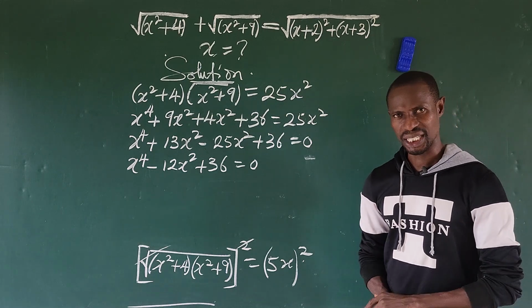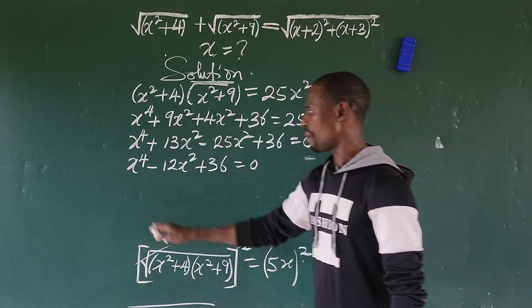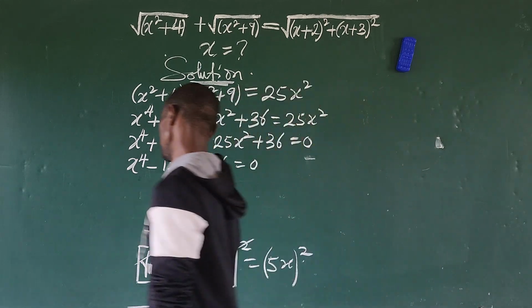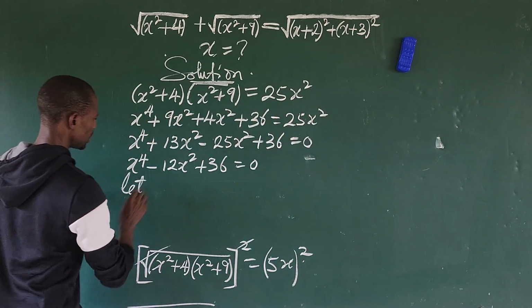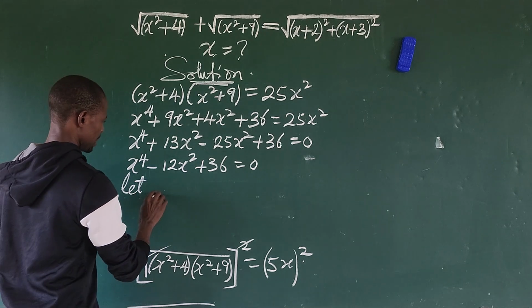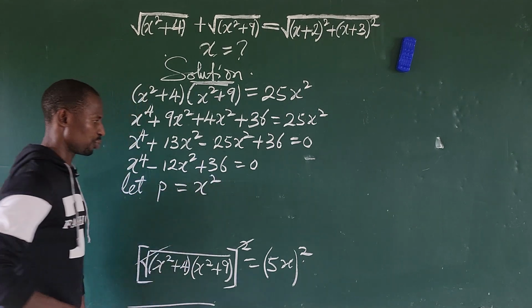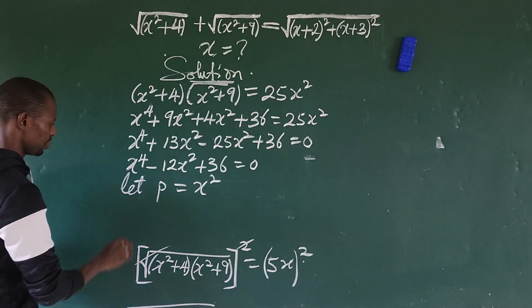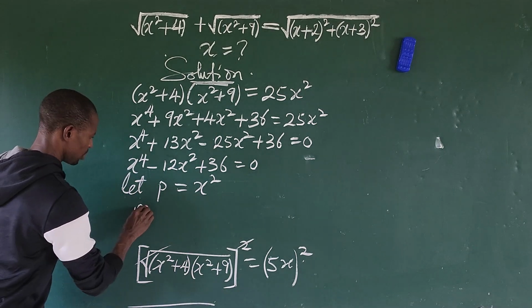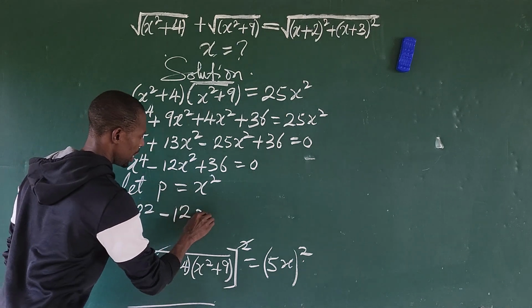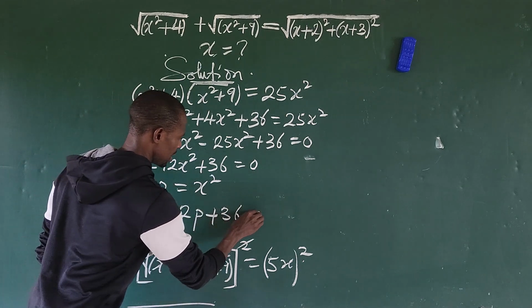We're going to use a very special technique here. I'm going to bring in another letter to represent x to the power of 2. Let's use p. I like using p. Let p be equal to x to the power of 2. If we do that, this equation will be reduced to p to the power of 2, then minus 12p, then plus 36 equal to 0.